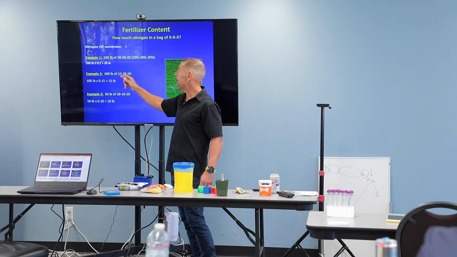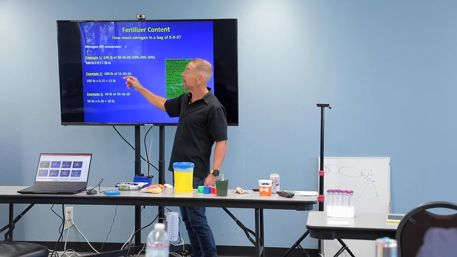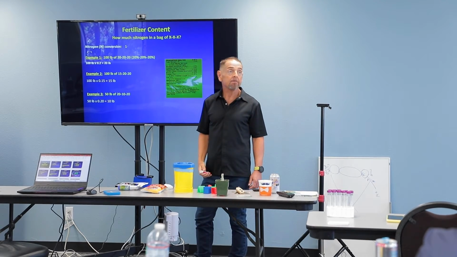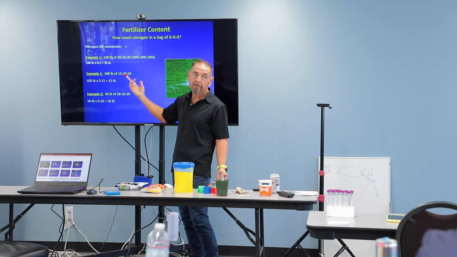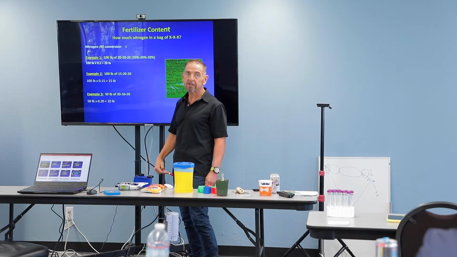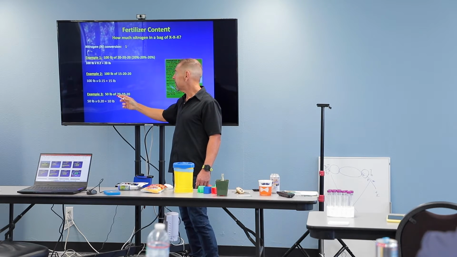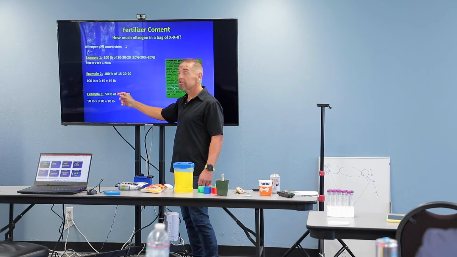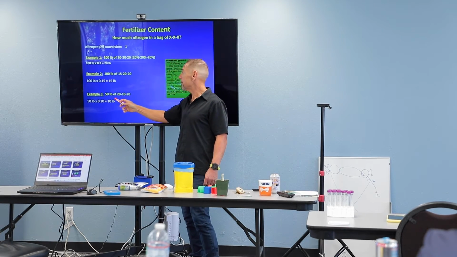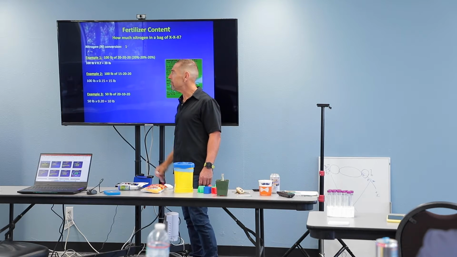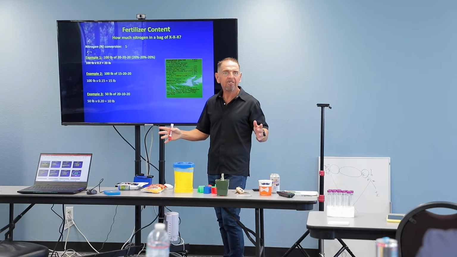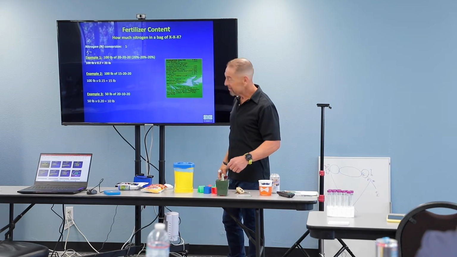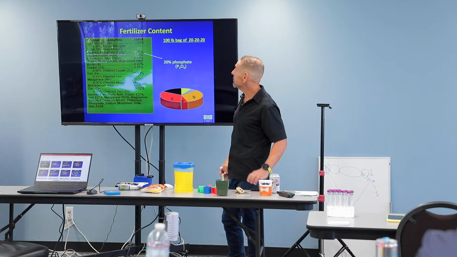So if you had a 100-pound bag of 15, 20, 20, again, 15% nitrogen, all you do is multiply 100 times 0.15, and you have 15 pounds of nitrogen in there. And this one is 50 pounds of 20, 10, 20. Okay, we're looking at the first number. So it's 20%, 50 pounds, 50 times 0.2. We have 10 pounds of nitrogen in there. So nitrogen, for a change, is easy to talk about. So let's move on to the other guys.